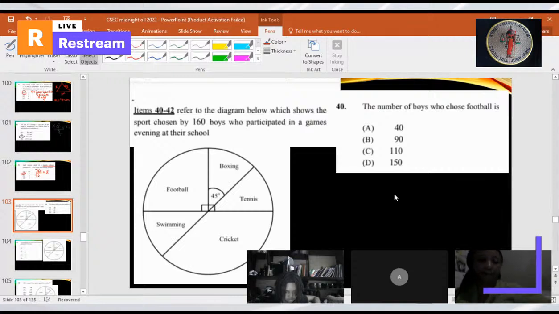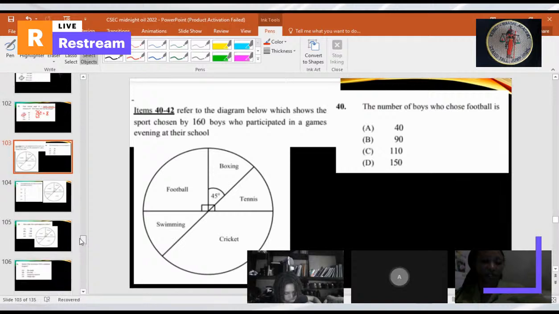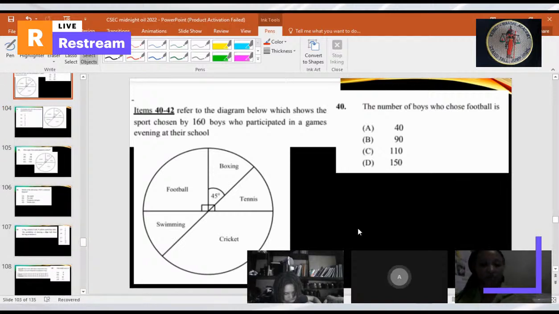Asar, number 40. The number of boys who chose football is? Items 40 to 42 refer to the diagram below, which shows the sports chosen by 160 boys who participate in a games evening at their school.